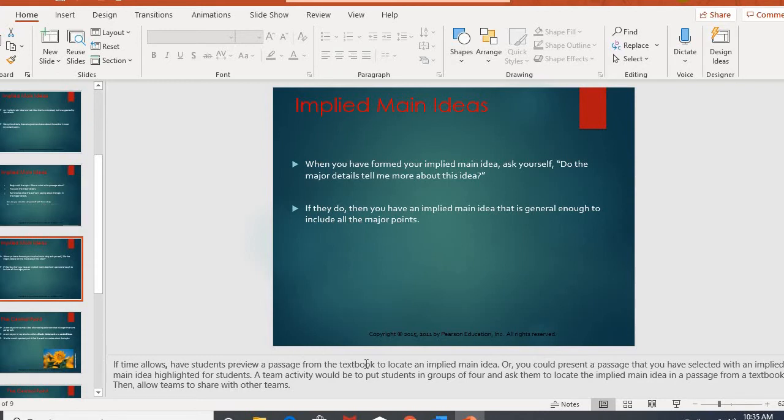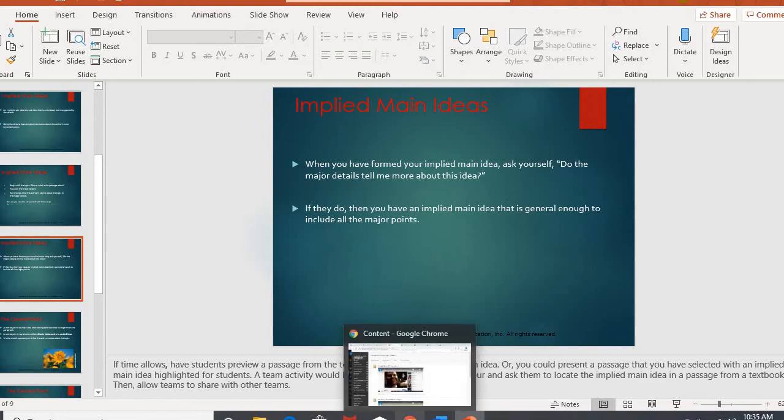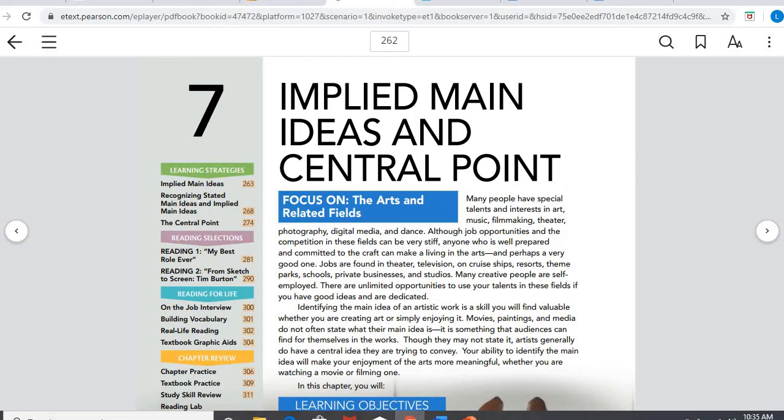So that's a review because we already kind of talked about this concept. So I'm going to go ahead and get into our textbook now. Chapter 7 is implied main idea and central point. Right this moment we're just talking about implied main ideas. We're going to get to central point here in a little bit. Chapter 7's content area is the arts and related fields.